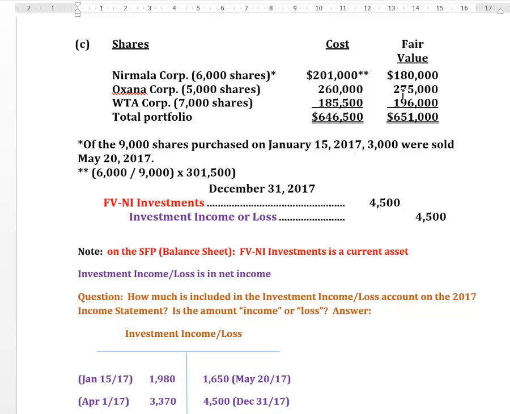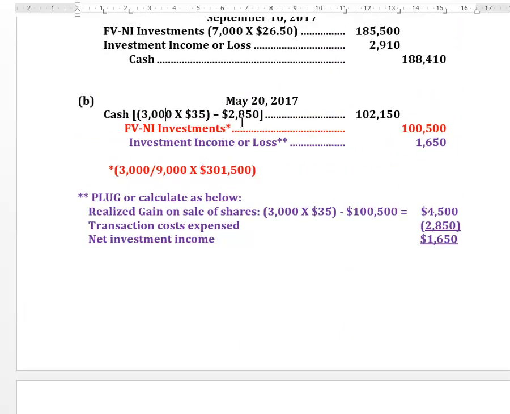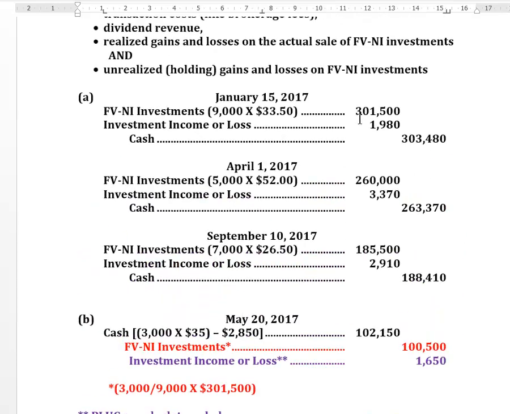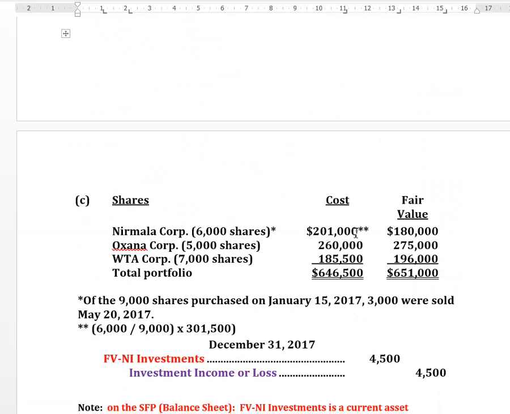Okay, so now we know that we only have 6,000 of the 9,000 Normala shares left, right? How do we know that? Well, because don't forget, we sold 3,000 of them May the 20th, right? So of that 301,500, once we got rid of 100,500, we only have 201,000 left, right?